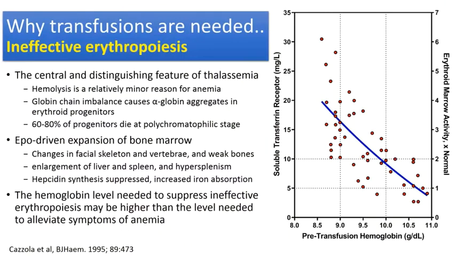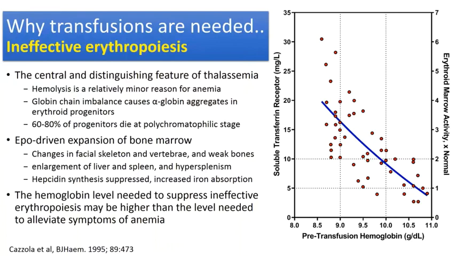The second aspect of transfusions in thalassemia is the role played by ineffective erythropoiesis. This is the central and distinguishing feature of thalassemia, which separates it from the other hemolytic and hyperplastic anemias. Hemolysis, in fact, is a relatively minor contributor to anemia in thalassemia. There is a globin chain imbalance that in beta thalassemias leads to alpha globin aggregates in the erythroid progenitors, so that most of the progenitors will die before they mature into reticulocytes.